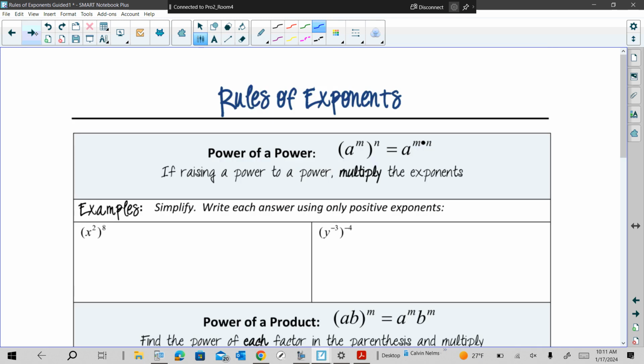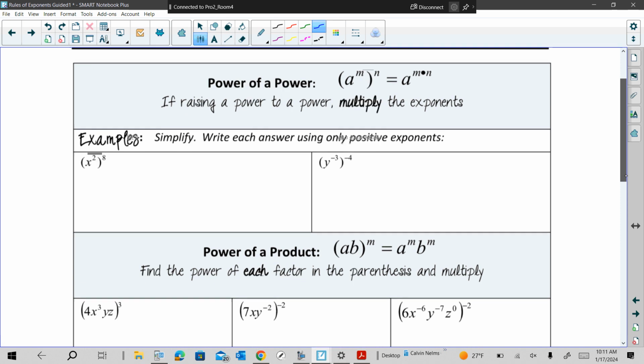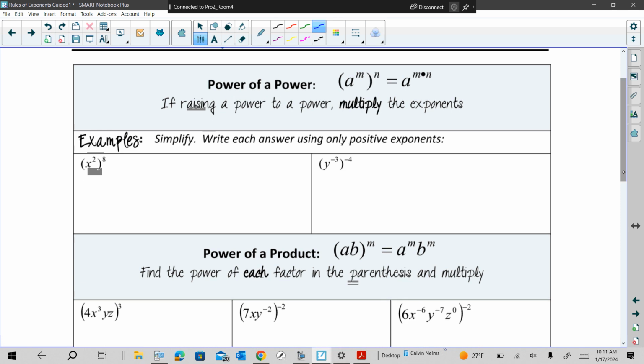And then on your last page, a power of a power. So that power needs to be outside the parentheses. Anytime that's usually a clue. If I see parentheses and I have an exponent outside those parentheses, you need to multiply the exponents. So follow your exponent rules, like a negative times a negative is going to turn into a positive 12.